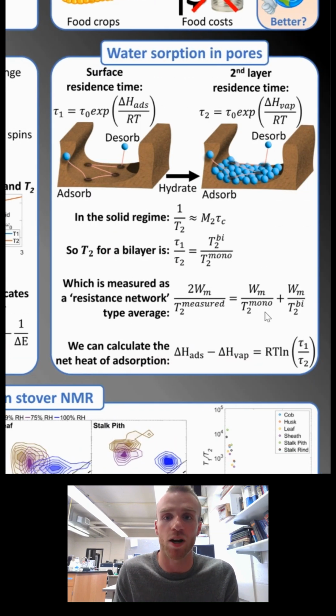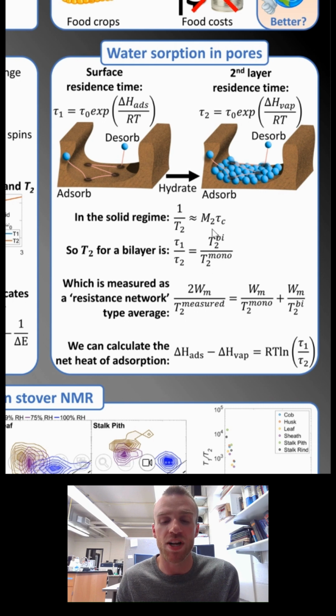So with that, let's talk about pores, and specifically water absorption within them. If we have a dry pore with a little bit of water floating around, it'll eventually hit that surface, stick to it, and kind of bounce around before desorbing. The length of time that it's adsorbed to the surface is known as the surface residence time, or tau1. As we continue to hydrate our pore, eventually we'll have a monolayer of water adsorbed to the surface. And so subsequent water molecules will hit and stick on top of that and start to form a second layer. The length of time that they're associated with this second layer is this second layer residence time, or tau2.